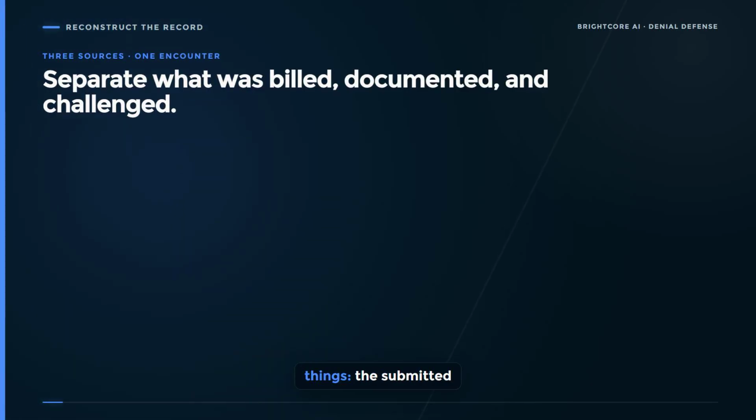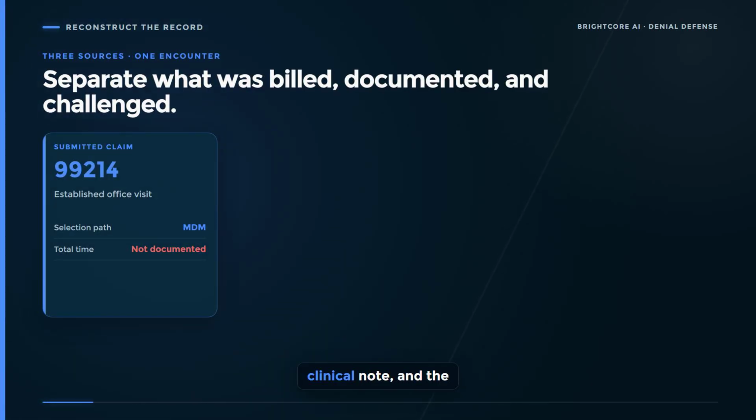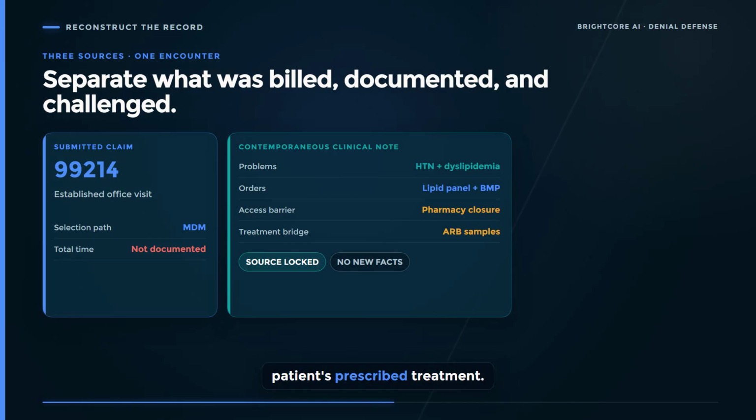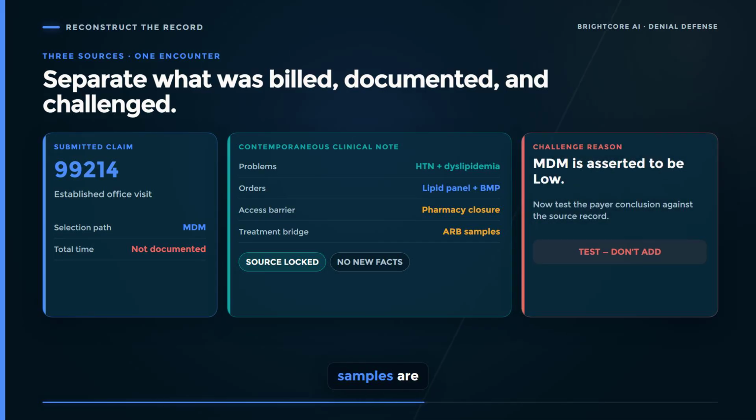Separate 3 things: the submitted claim, the clinical note, and the challenge reason. The claim identifies an established office visit reported as 99214. The note documents stable hypertension and dyslipidemia. The clinician continues management, orders a lipid panel and a basic metabolic panel for follow-up, and addresses a pharmacy closure that is interrupting access to the patient's prescribed treatment. ARB samples are provided as a temporary bridge while the patient finds a new pharmacy.